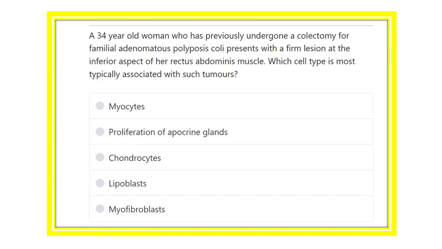A 34-year-old woman who has previously undergone a colectomy for familial adenomatous polyposis coli presents with a firm lesion at the inferior aspect of the rectus abdominis muscle. What type is most likely such tumor? That means, what is the name of the tumor?